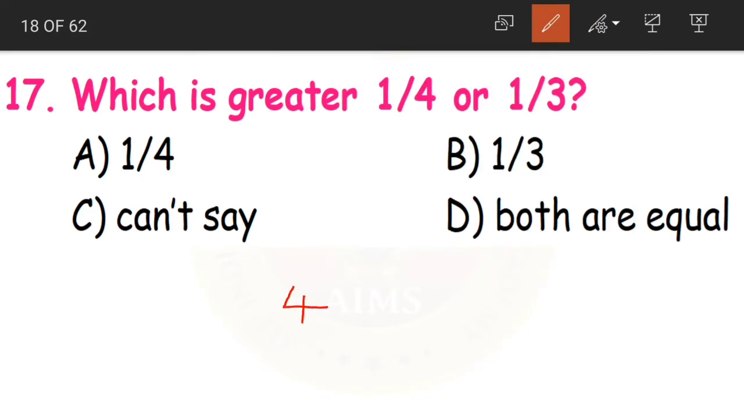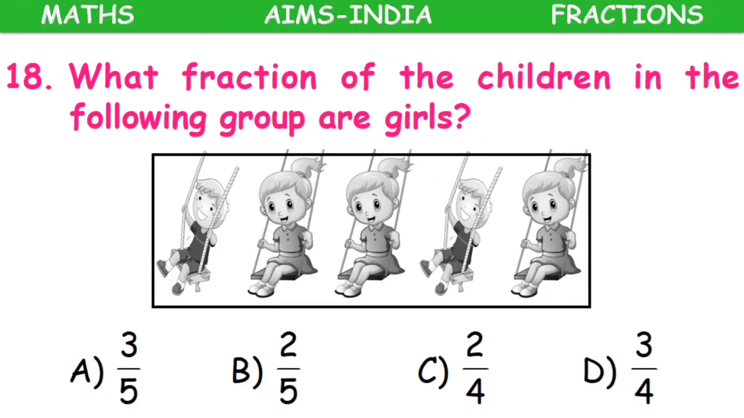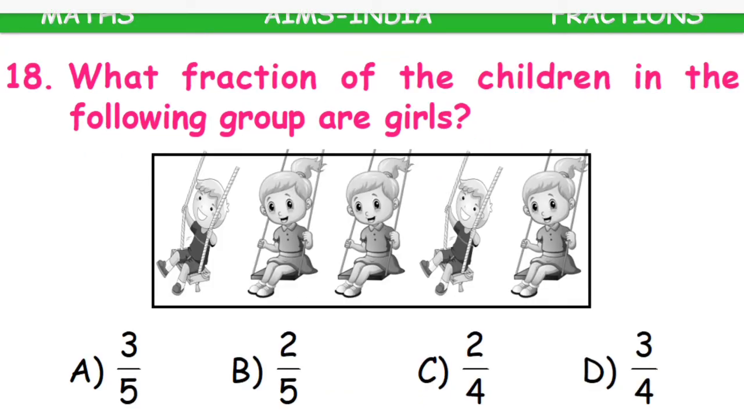See, normally in numbers 4 is greater than 3, but when it comes to fractions, 1 by 4 is less than 1 by 3, children. Just apply the opposite. Okay, if 4 is greater than 3, in fractions 1 by 4 becomes less than 1 by 3. Now which is the greater one here? 1 by 3 is the greater fraction. Next, what fraction of the children in the following group are girls?